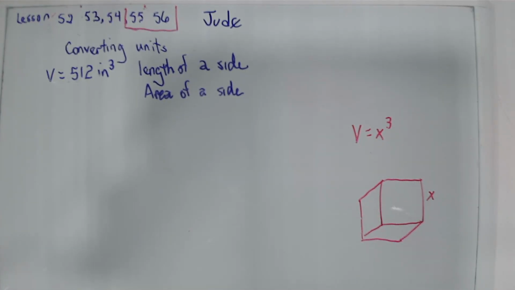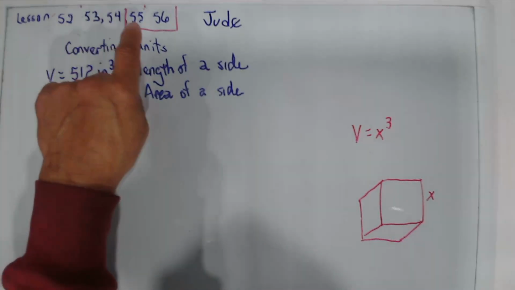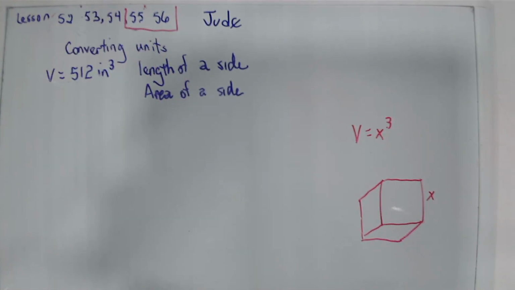Okay, what we're looking at on this problem, this is lesson 55 and 56 of Unit 2 for Jude. And we're going to be converting units. So what I'm going to use in this case is volume. And we're going to do the volume of a cube. And I've drawn a cube on this side. It's always good to draw a picture so you know what we're looking for, what you're supposed to be finding, and understand what you're supposed to be finding.